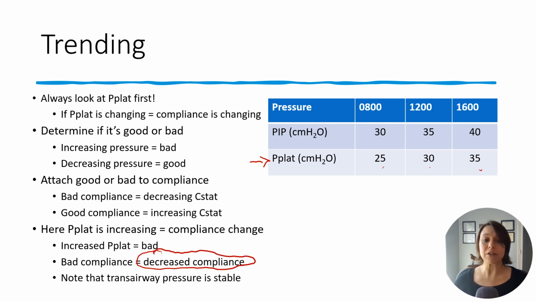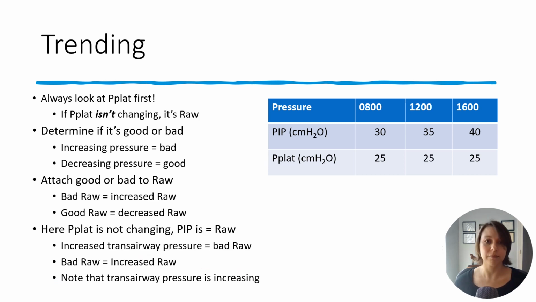And I could be potentially looking for decreased compliance as the answer, or I might be looking for an example or a disease state that is causing decreased compliance. One important thing to note is that trans-airway pressure is stable, meaning the difference between those two values is remaining the same. You'll note that peak inspiratory pressure is also increasing, but it's increasing by the same amount. Okay, we're going to do this again. Once again, we're going to look at plateau pressure first.